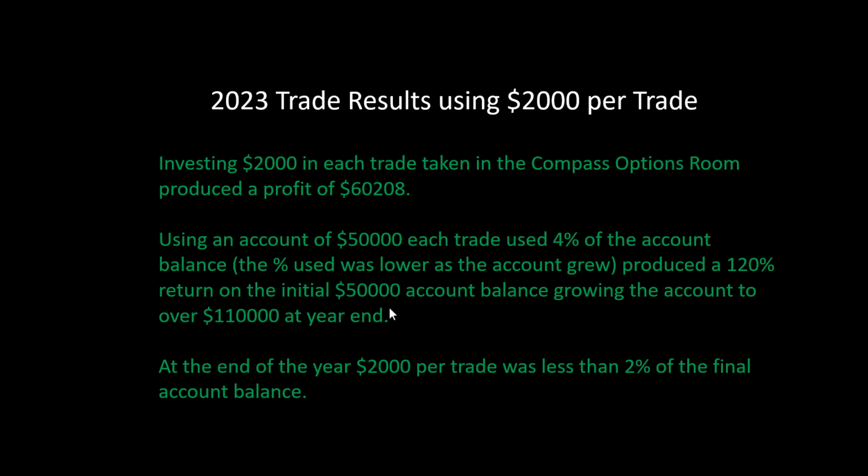And we're right on target to do that again this year. Again, we're up over 18,000 in 3 months. If you extrapolate that out, it's about 72,000. So we grew the account to about 110,000, and at the end of the year, a $2,000 trade was less than 2% of the final account balance. So I just kind of wanted to give you the recap of what we did.